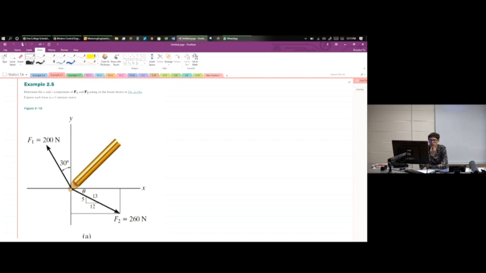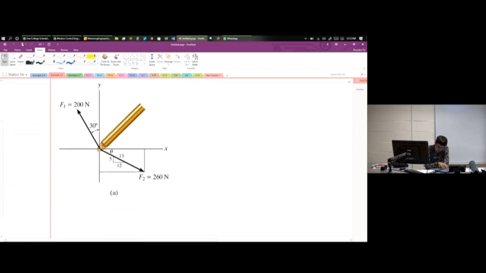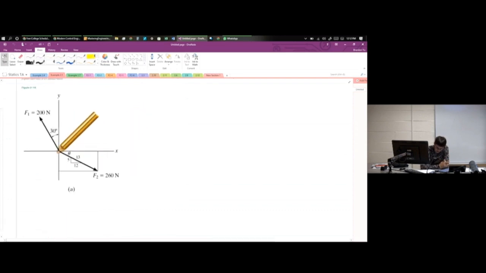Express each force as a Cartesian vector, right? So in this example, we can break the forces apart into their x and y components. If we notice, this is the x-axis, and this is the x, and this is the y. Since F1 acts along both axes, we can break this apart into its components.